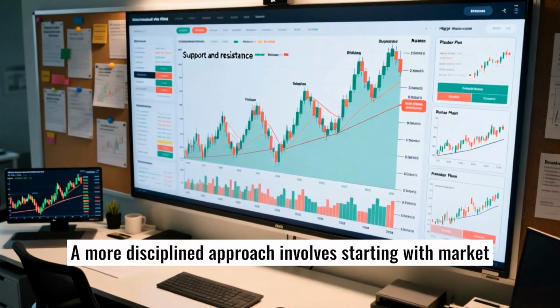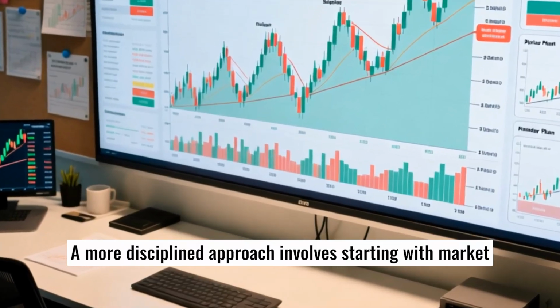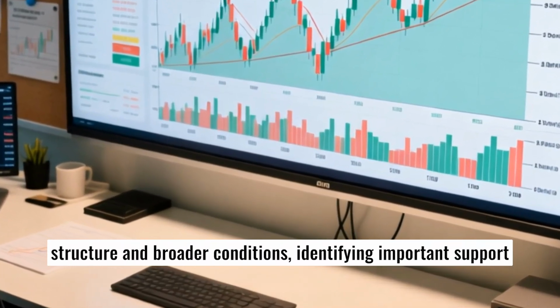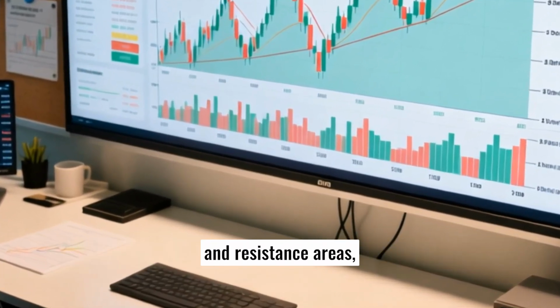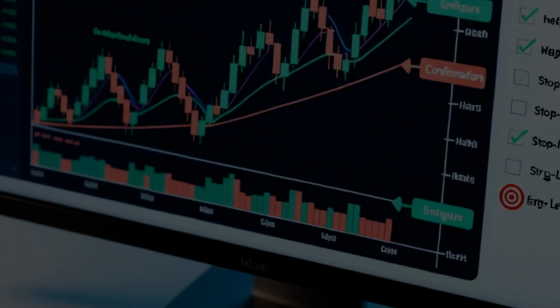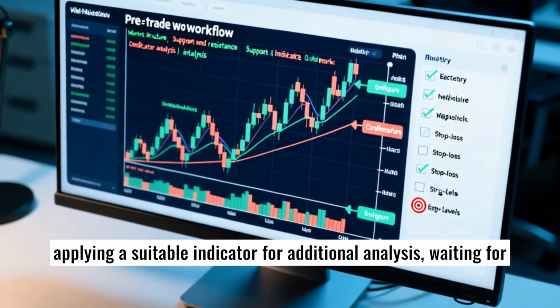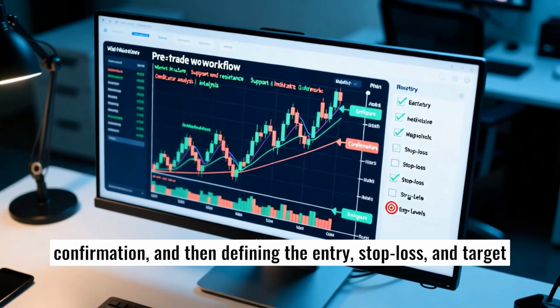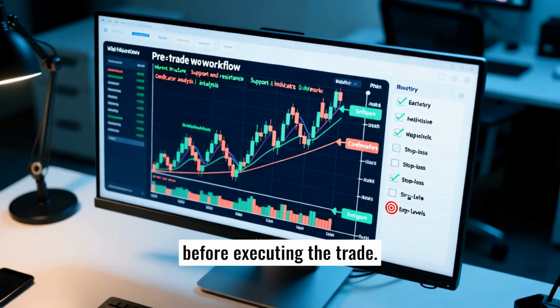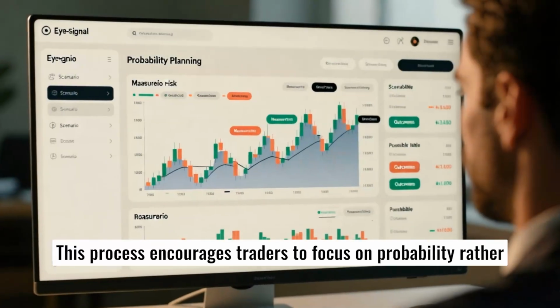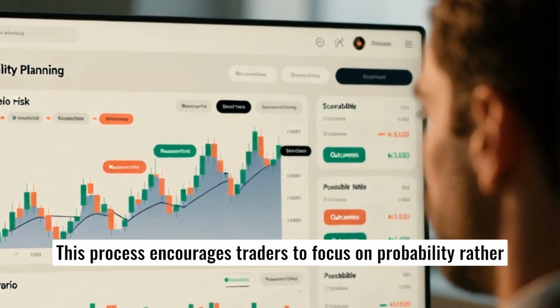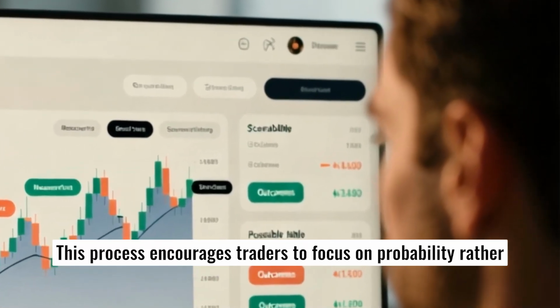A more disciplined approach involves starting with market structure and broader conditions, identifying important support and resistance areas, applying a suitable indicator for additional analysis, waiting for confirmation, and then defining the entry, stop loss, and target before executing the trade. This process encourages traders to focus on probability rather than certainty.